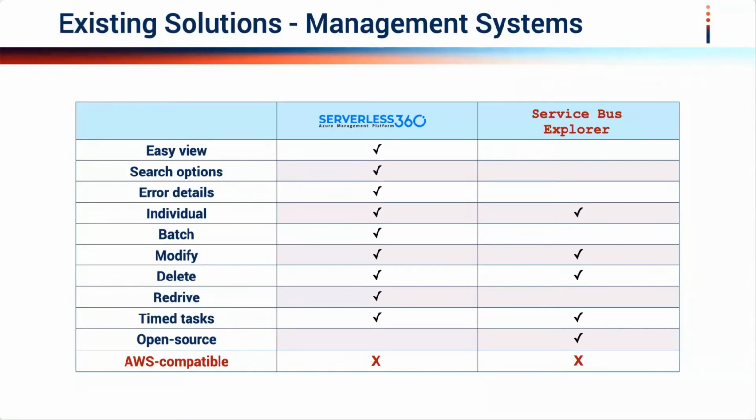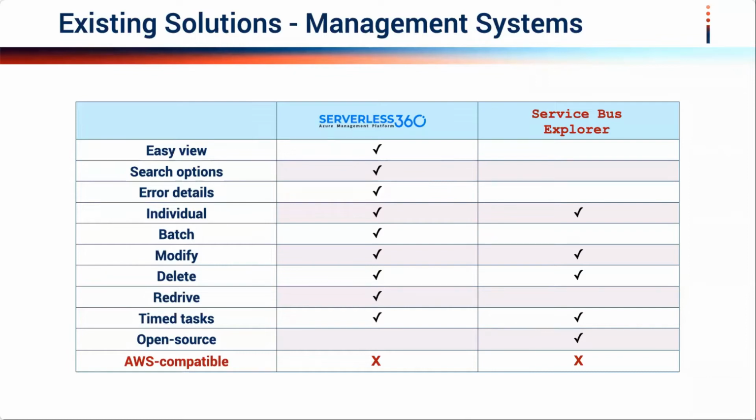It becomes apparent to the team at BuyMe that they are not the only ones frustrated by these limitations. In fact, there are a number of tools available for making it handy to monitor dead letter messages in testing, development, and production environments. The leading platform in this area is Serverless 360, a service rich in features that fulfill a large number of requirements: easy viewing of messages, search options for filtering them, accessing the reason for message failure, operating on both individual messages and batches, modifying, deleting, and redriving messages, and setting a timer for particular operations.